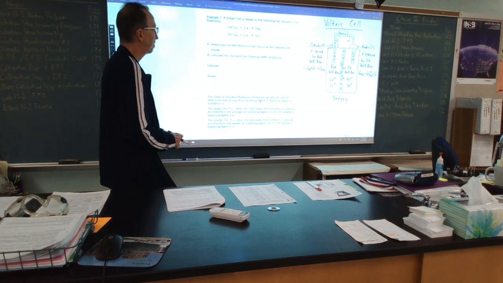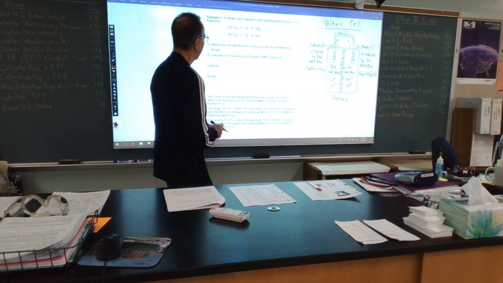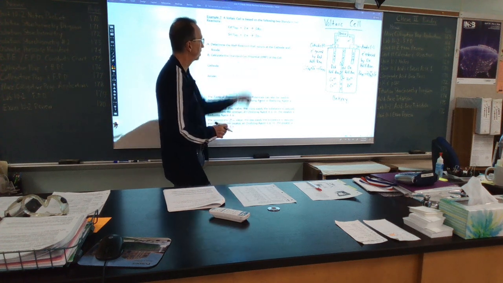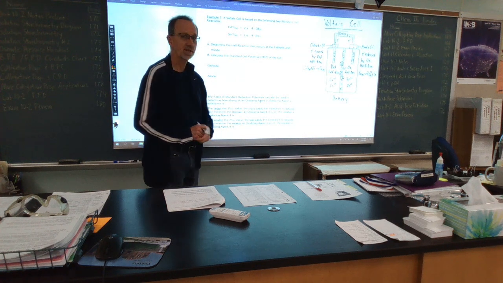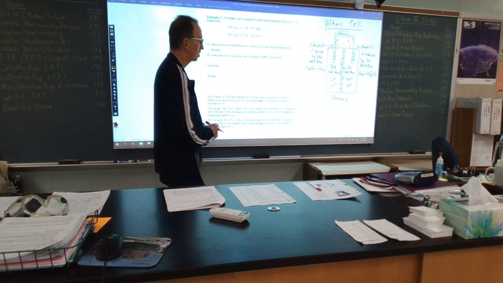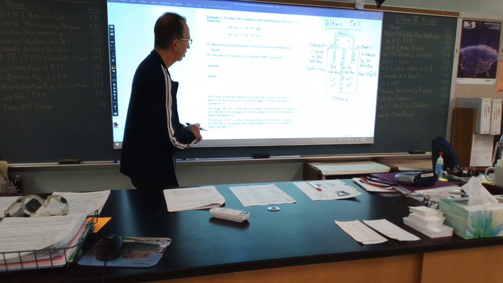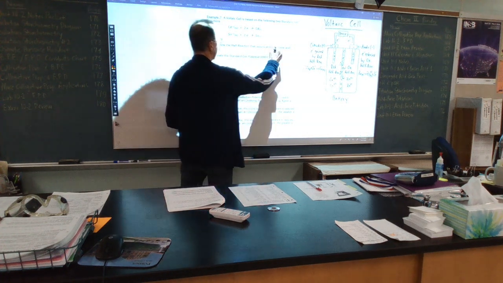So a voltaic cell is based on the following two half reactions. Here we have the reduction of cadmium from +2 to 0, and here we have the reduction of tin from +2 to 0. Two reduction half reactions. Determine the half reaction that occurs at the cathode and anode. So that's what we're going to do first.